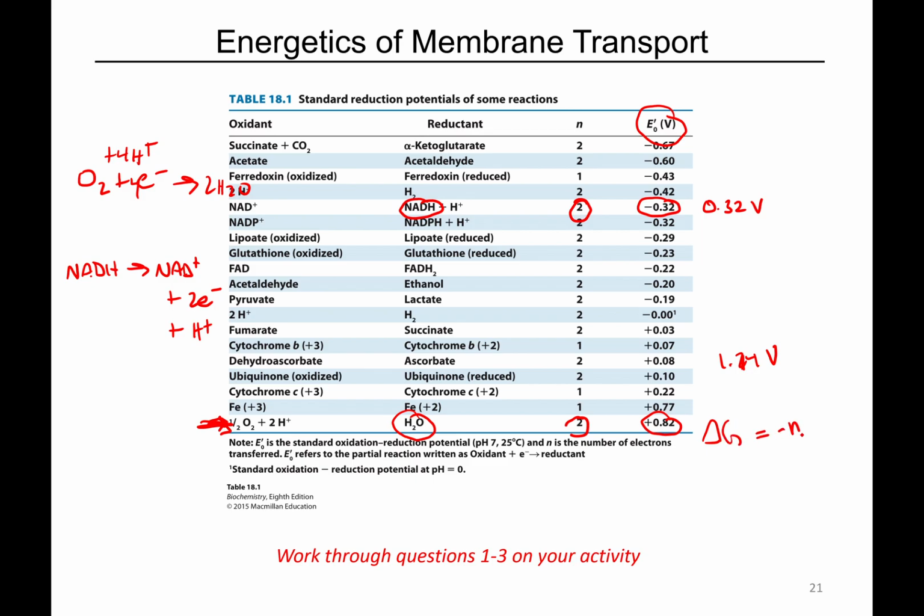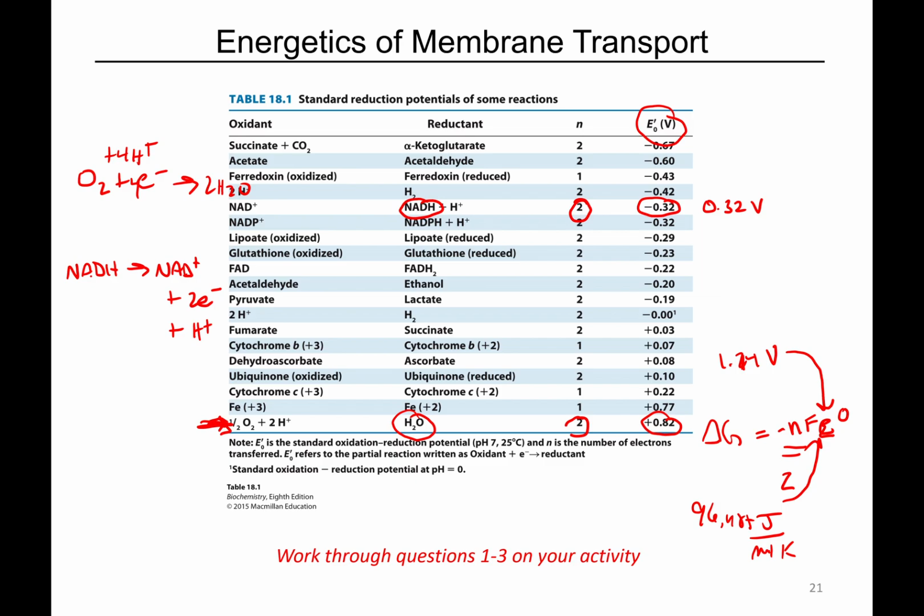Delta G equals minus n F E naught. The 1.14 volts is our potential. n is the number of electrons, so it's 2. And Faraday's constant is given to you in the activity. It's 96485 joules per mole Kelvin. So you can plug these numbers in and calculate the overall free energy, the overall energy that's released when 2 electrons are removed from NADH and they reduce half an equivalent of a molecular oxygen.